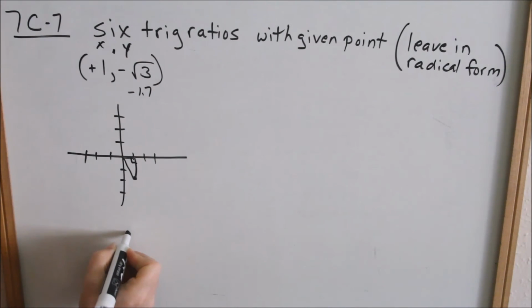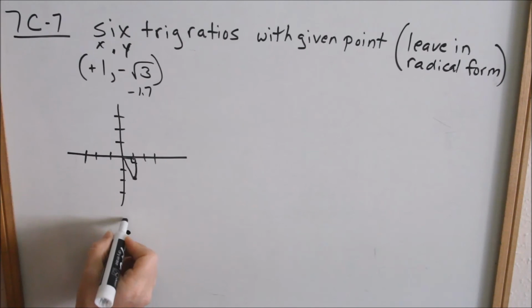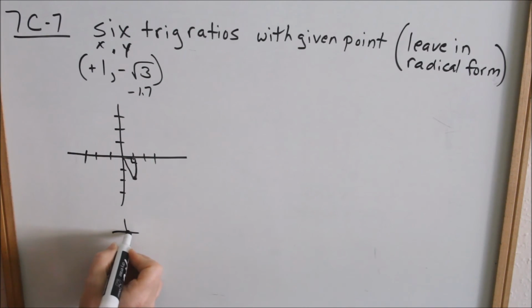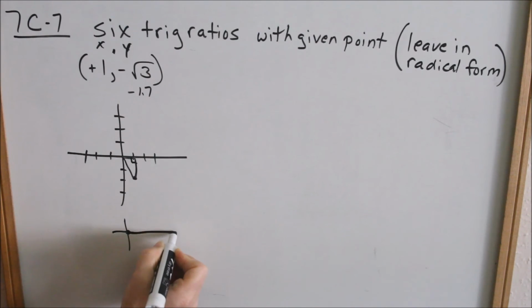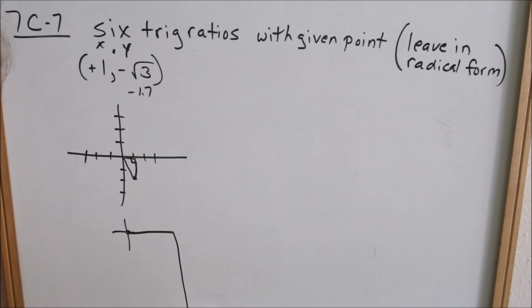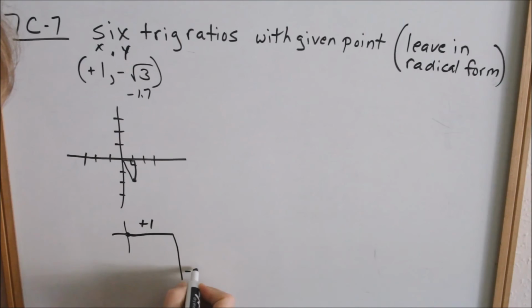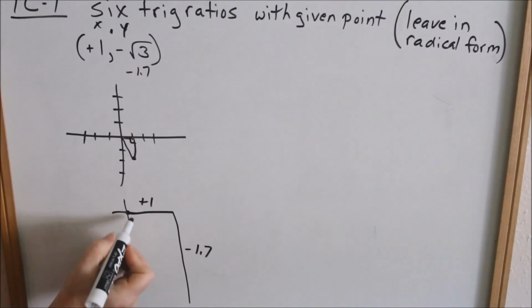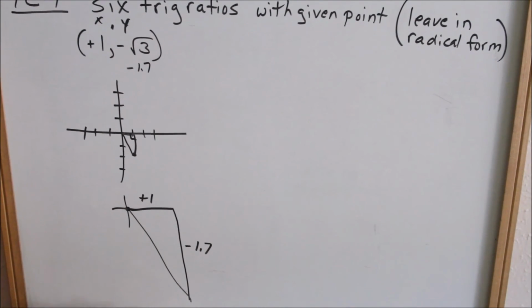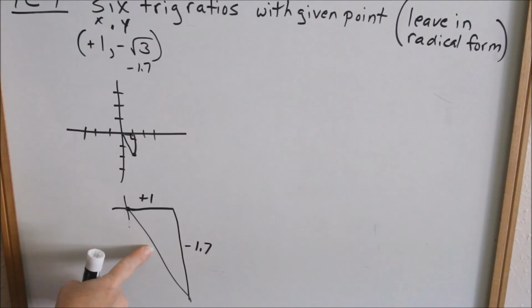What I did is, starting from the origin, okay, let's pretend like this is the origin. I'm going to blow it up. I went over positive 1 down 1.7. Okay, so that was positive 1, that was negative 1.7, and then that is my hypotenuse. Okay, let's pretend that's a straight line. Okay, so how do I find my hypotenuse?